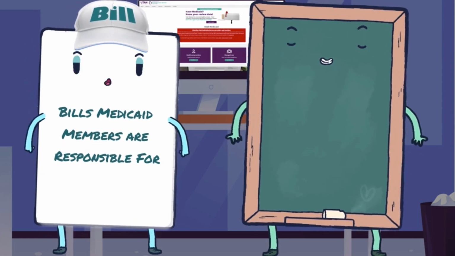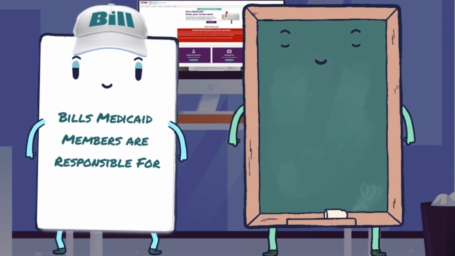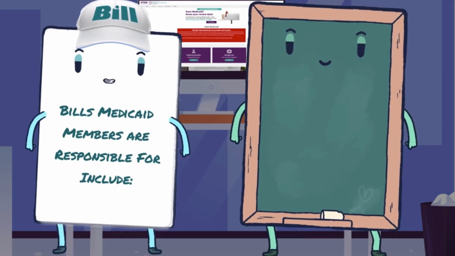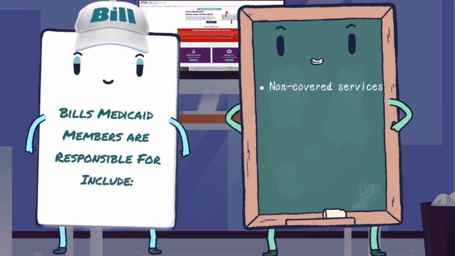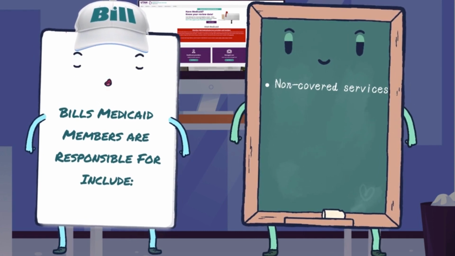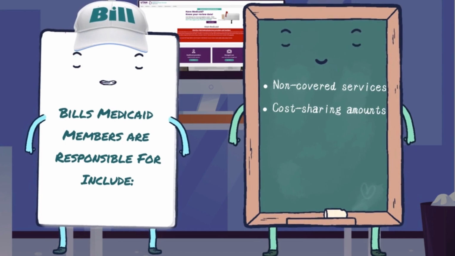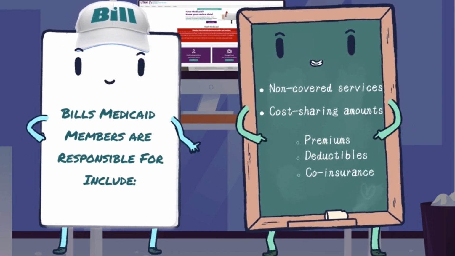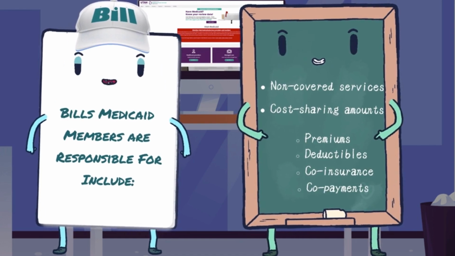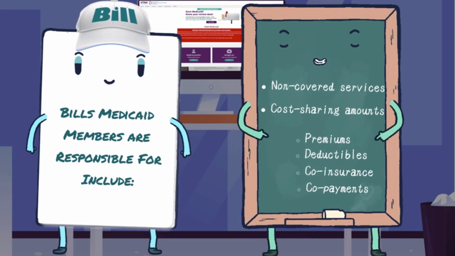Bills that are the responsibility of a Medicaid member. A Medicaid member is responsible for certain charges, including non-covered services that a member chooses to receive and agrees to pay for, those specific non-covered services. Cost-sharing amounts such as premiums, deductibles, co-insurance, or co-payments imposed by the Medicaid program.